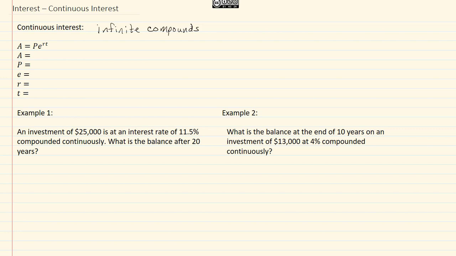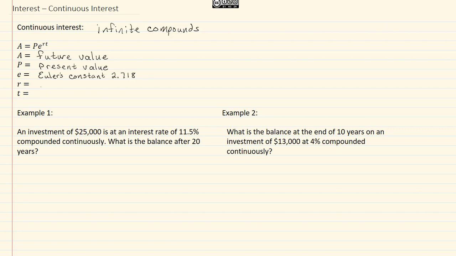Now our A is still going to be our future value. P is our present value. E is Euler's constant. And you don't have to have this number memorized or anything. It is on the calculator. It's going to be 2.718, and it goes out a long ways, but this kind of just gives you an idea.